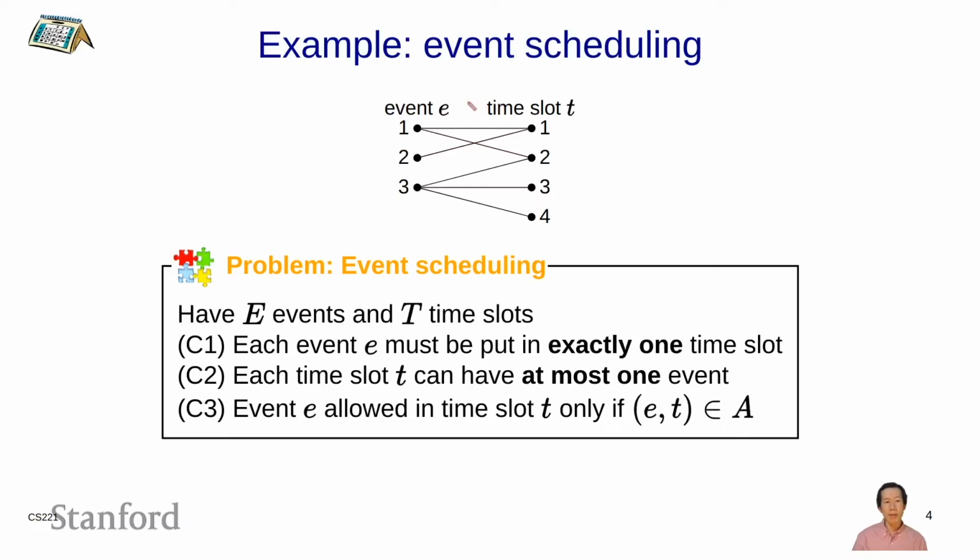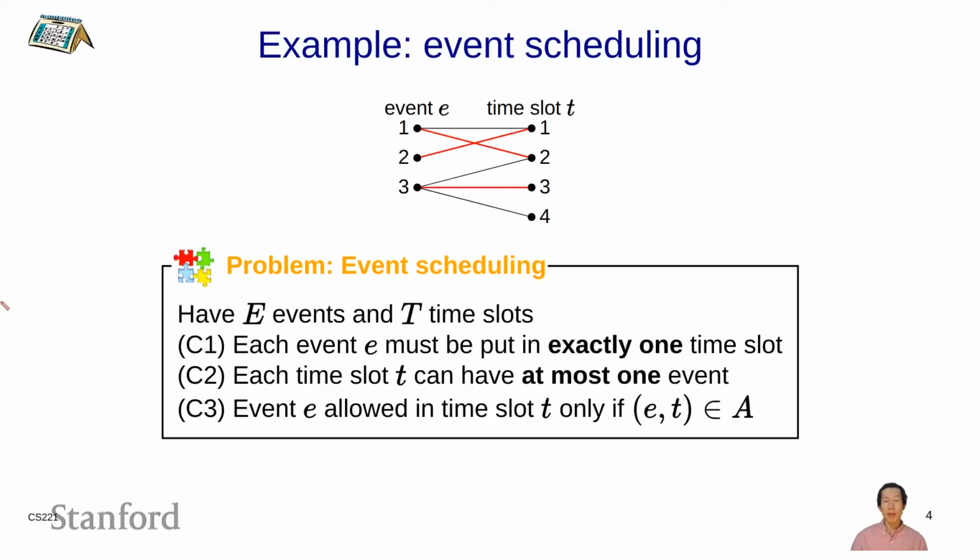And here is one possible assignment. I assign event 1 to time slot 2, assign event 2 to time slot 1, and assign event 3 to time slot 3. Notice that I can't assign event 2 to time slot 2 because that would violate C3. There's no edge between event 2 and time slot 2.